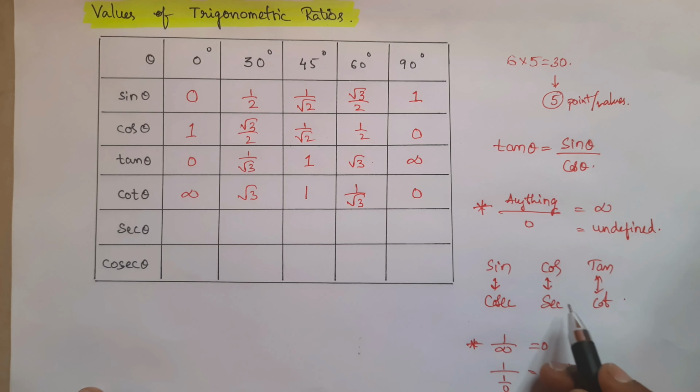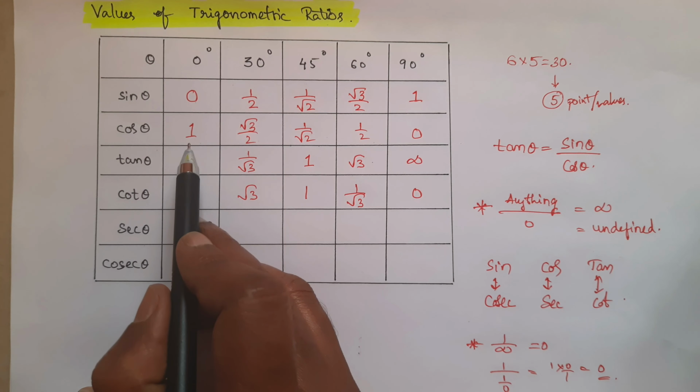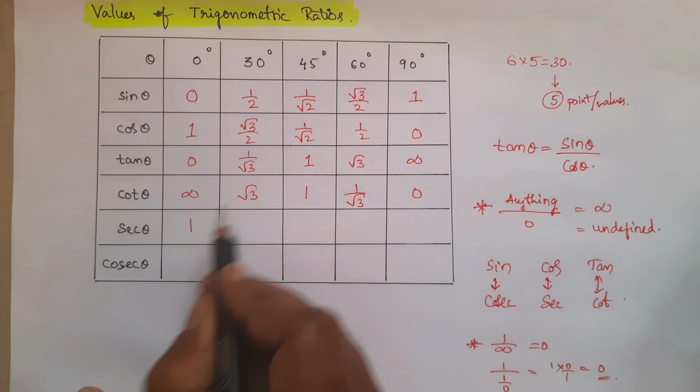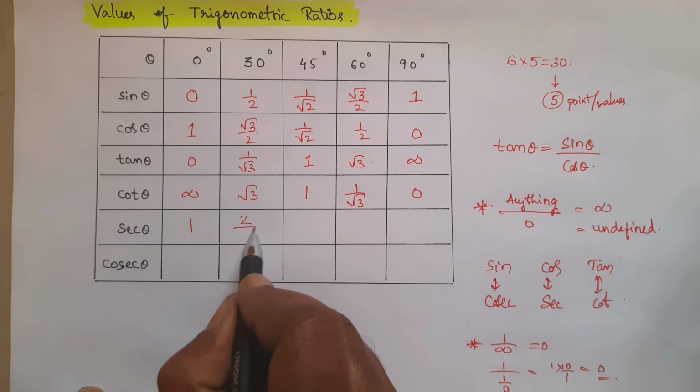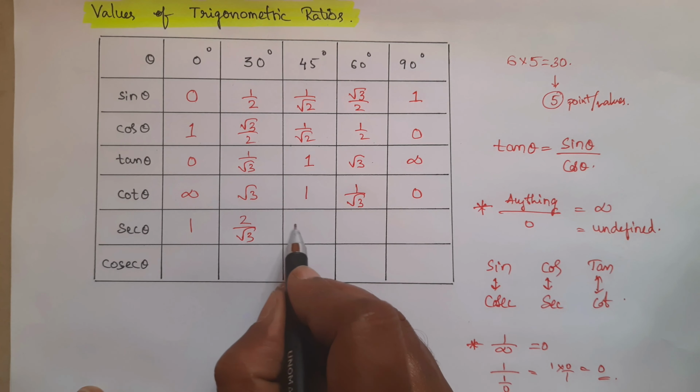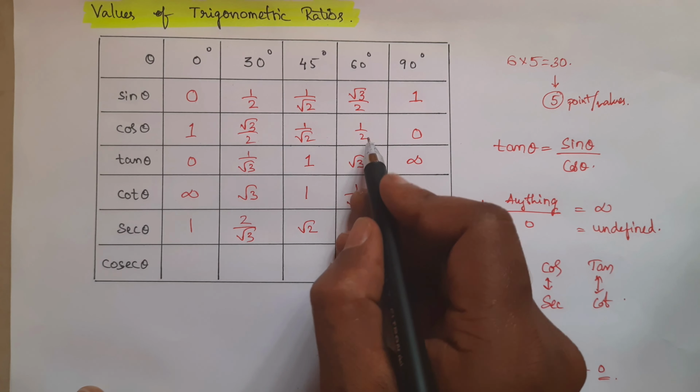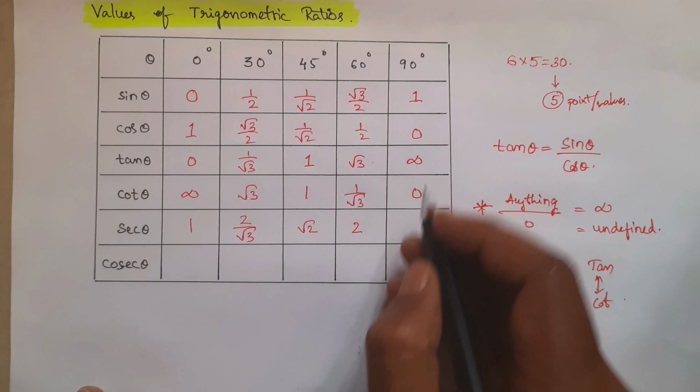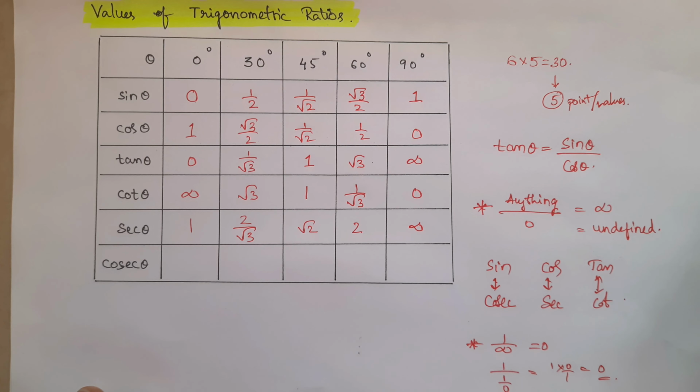Secant. Secant is nothing but reciprocal of cos. So cos is here. Reciprocal of 1 is 1. Reciprocal of root 3 by 2 is 2 by root 3. Reciprocal of 1 by root 2 is root 2. Reciprocal of 1 by 2 is 2. Reciprocal of 1 by 0 is undefined.